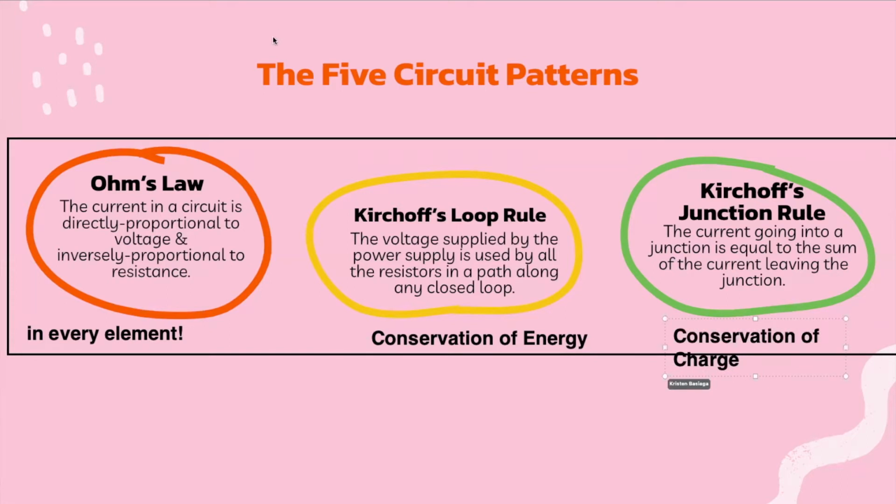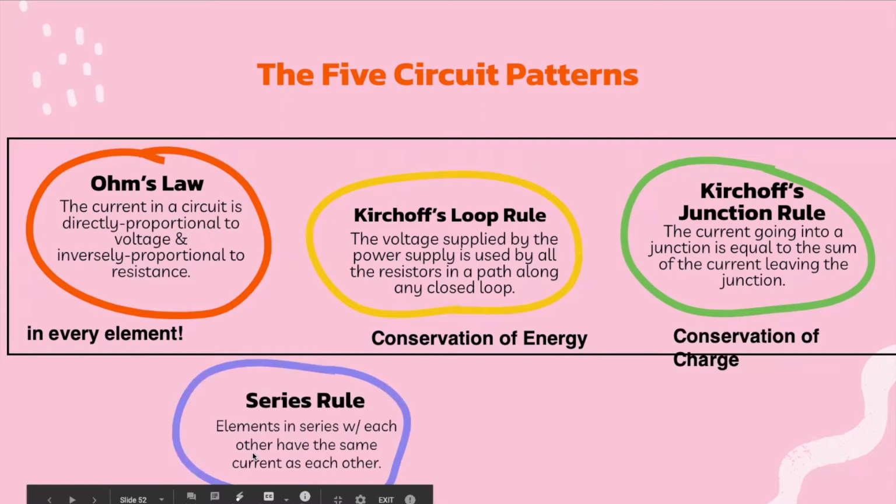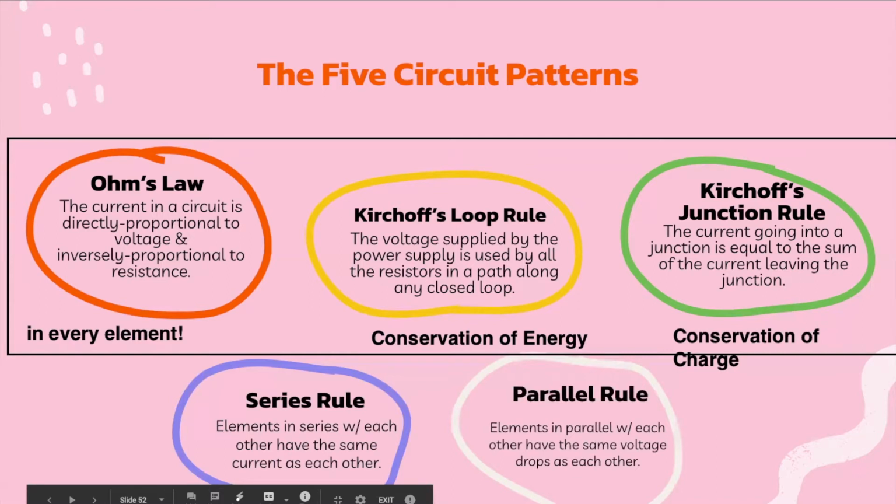So if we take our 3 rules that are always true, and then we have the 2 rules that are specific, the series rule, whereas if you find items in series, they have the same current as each other. In parallel, they have the same voltage as each other. Those 5 together are our 5 circuit patterns. So let's do those in a little bit more detail so you see one example of each rule, then we'll put it together as like, how do we tackle this big circuit thing going on here?